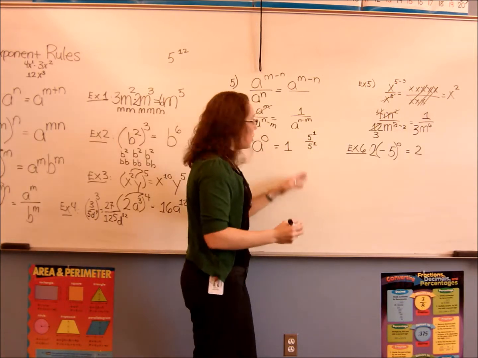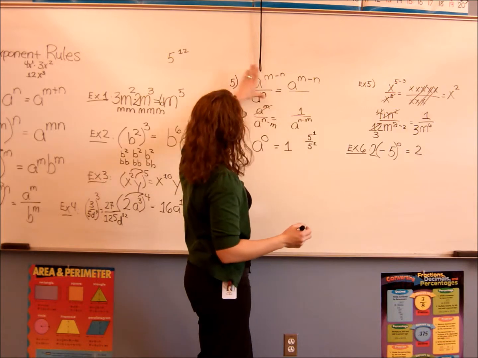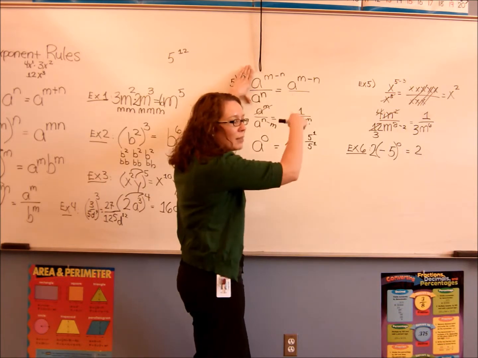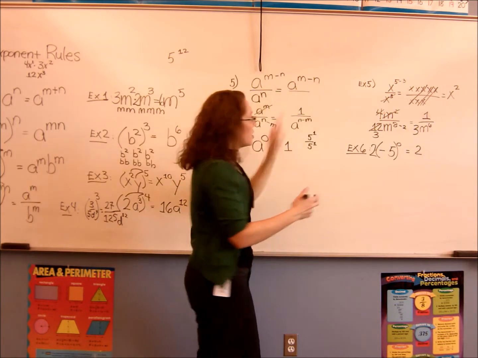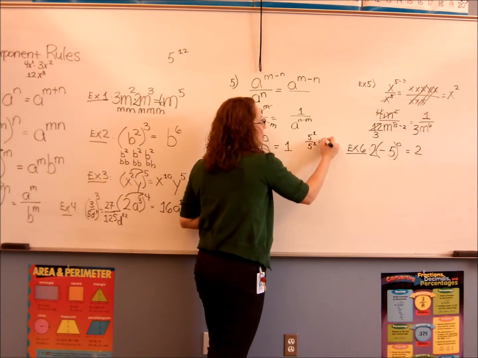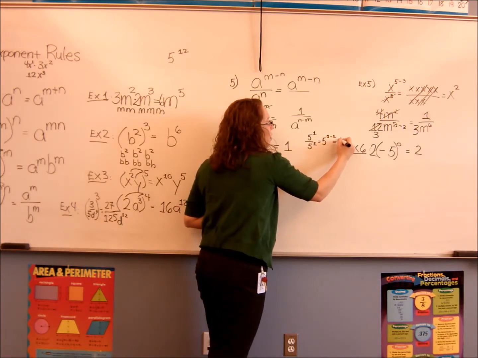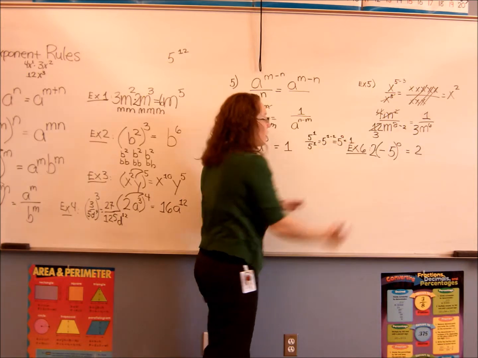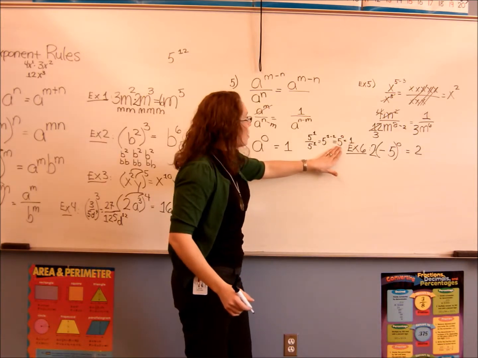Okay, now go back to this rule. What can we do when we're dividing? We can do what with their exponents? Subtract them. 1 minus 1 is 0. So 5 to the 0th is still 1.